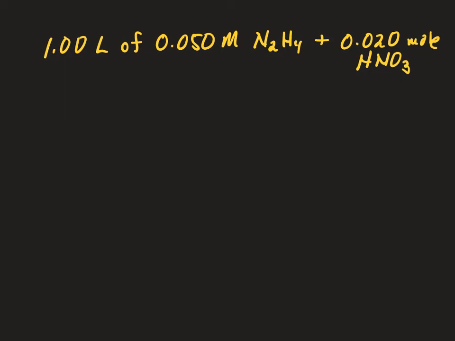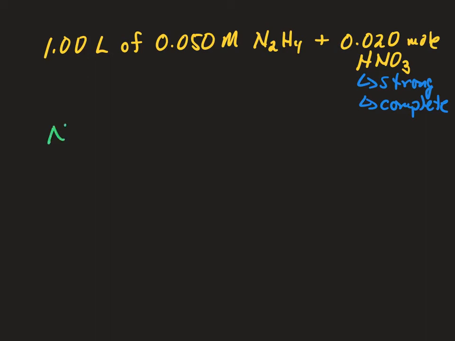So let's talk about this system now. We start with 1 liter of 0.050 molar hydrazine, and we're going to add 0.020 moles of nitric acid to that. And since nitric acid is a strong acid, that means we have to consider a complete process. So what would be our complete process?